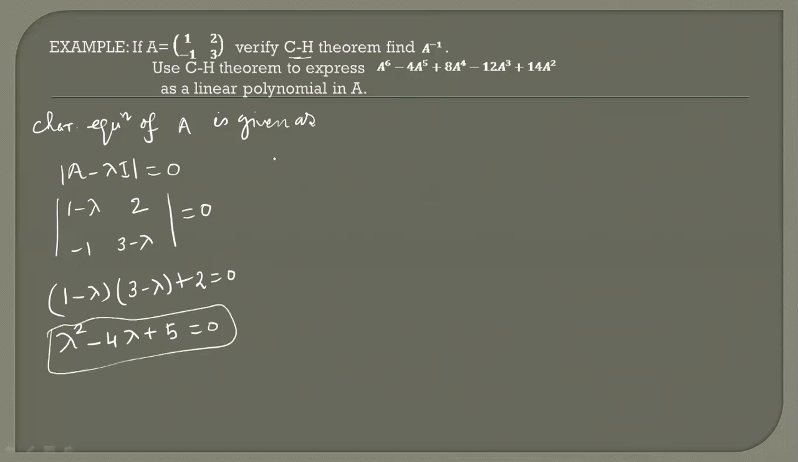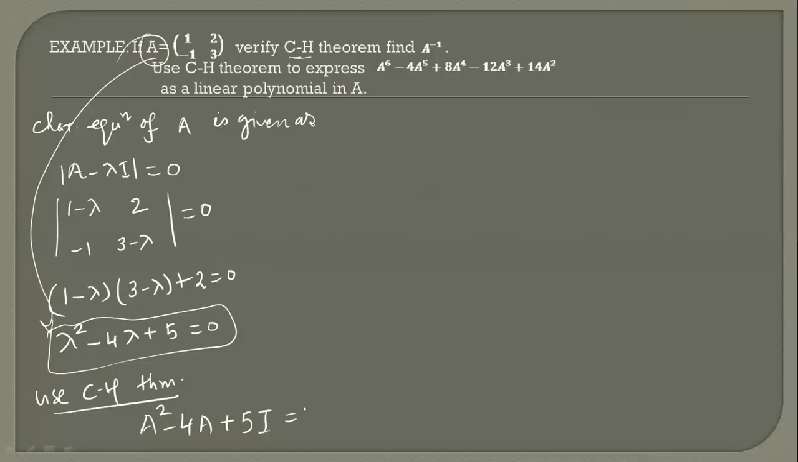Now use the Cayley-Hamilton theorem. What is the theorem? Every square matrix, it means matrix A, will satisfy this characteristic equation. So it will be A square minus 4A plus 5 identity equal to 0, and the identity matrix will be of order 2 cross 2. Then only we can add or subtract, if every term is a matrix. Now how to verify? Verification.